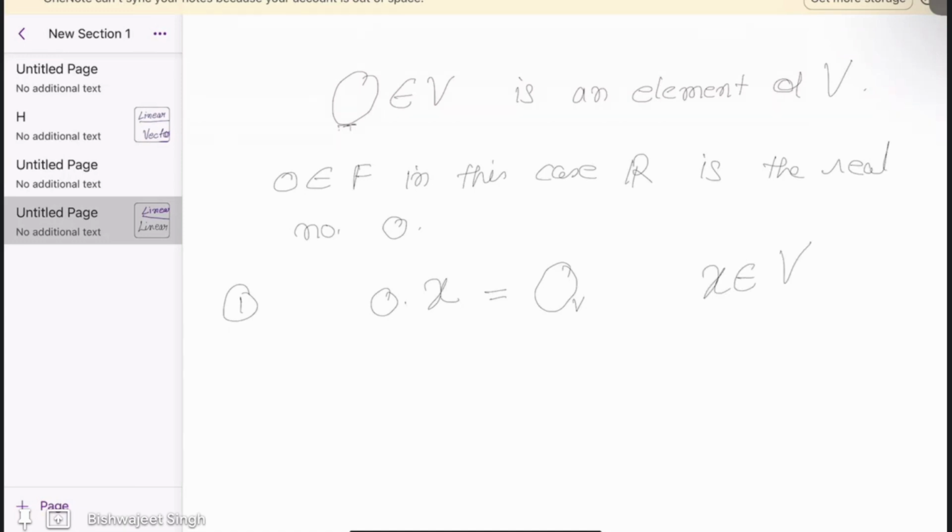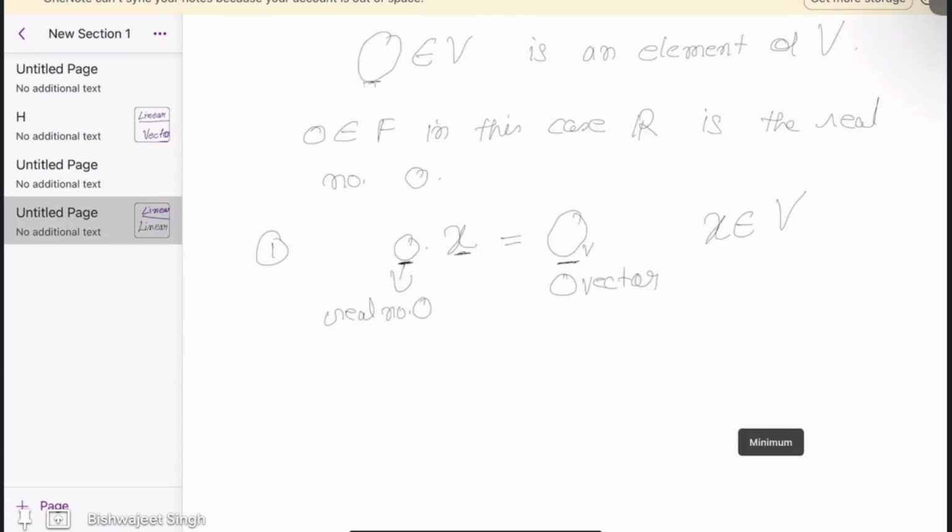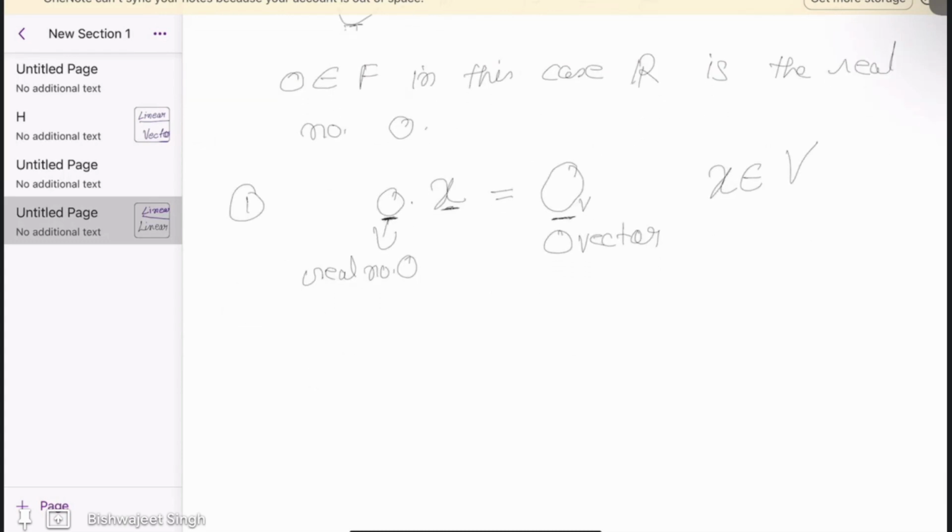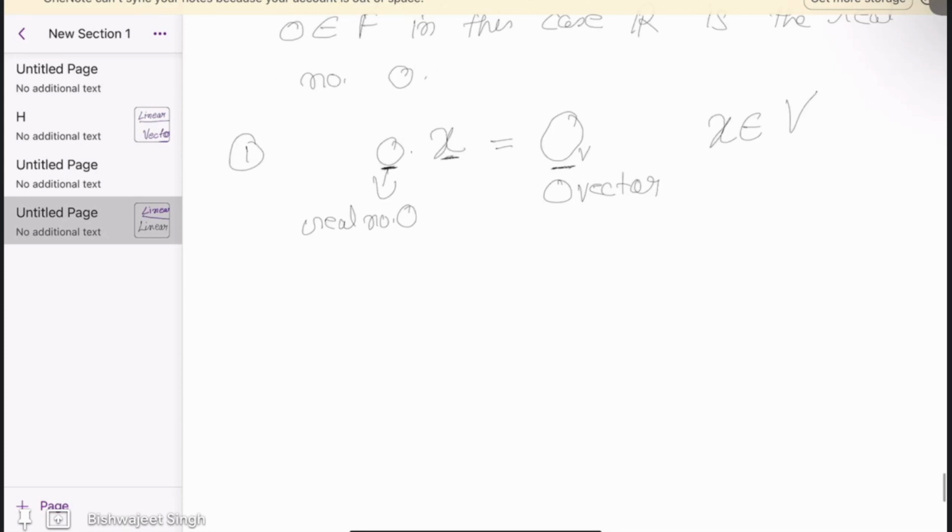So this is the 0 real number, this is a vector of V, and the result we are going to get is the 0 vector. This is not a 0 real number, this is the 0 vector, and this is the real number 0. So how do we prove it actually? The proof is pretty simple.